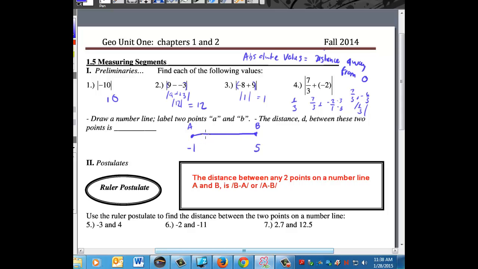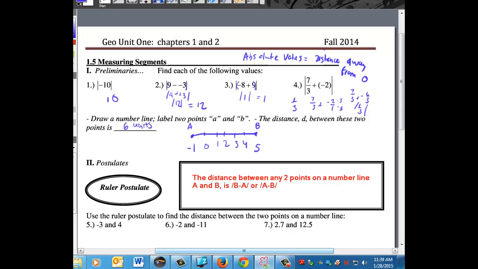Now, an easy way is we can just put marks, like this would be 0, and this would be 1, and this would be 2, and this would be 3, and this would be 4, and then we're at 5. And so to count distance, I could just count from A to B, which would be 1, 2, 3, 4, 5, 6, or if I went from B to A, 1, 2, 3, 4, 5, 6. So we know that our distance is going to be 6 units.